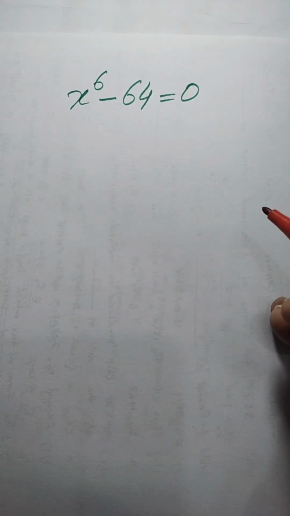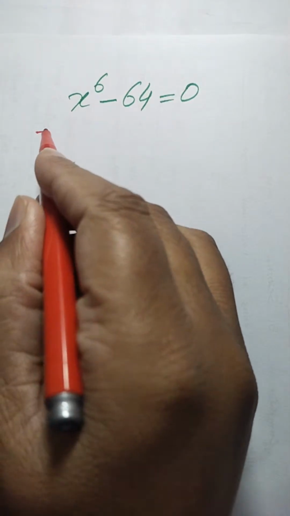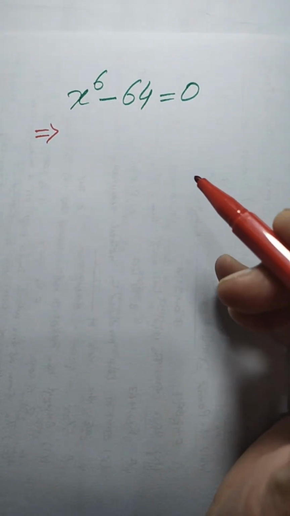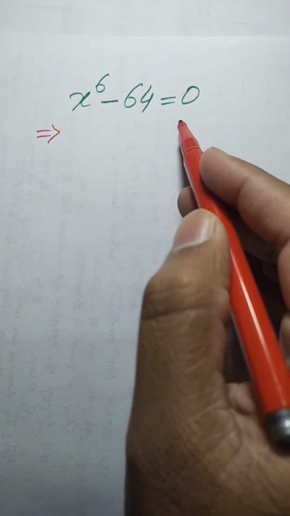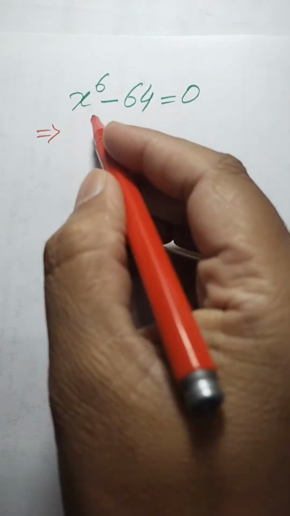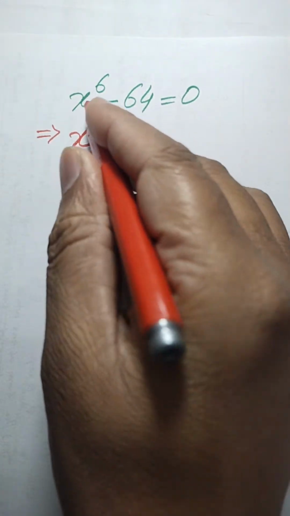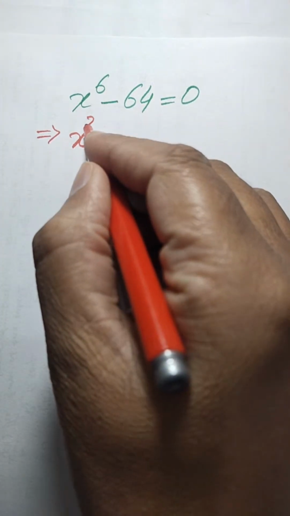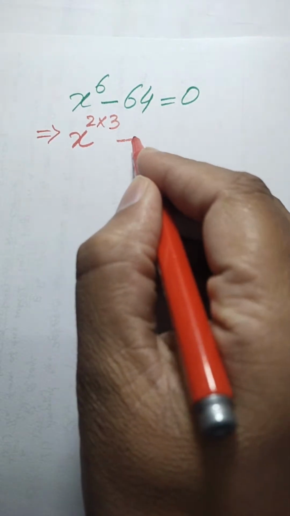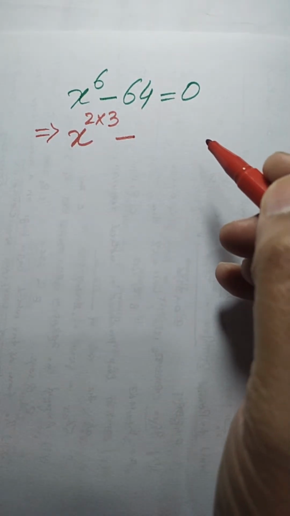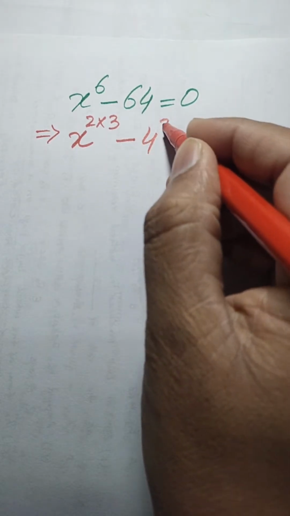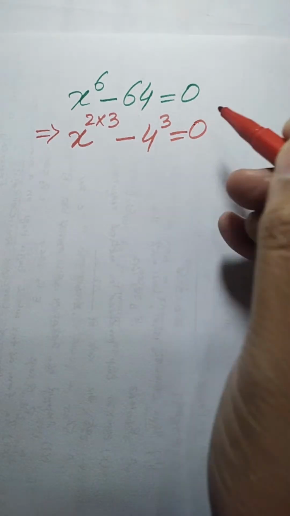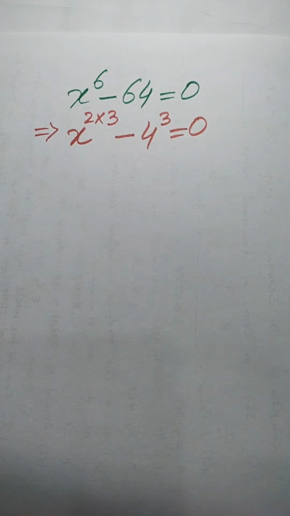So here in this problem, we first rewrite this equation as x to the power of 6 minus 64 is equal to 0. So we rewrite this equation as, we write this 6 as x to the power of 2 multiplied by 3 minus 64. So we write the prime factors of 64, and we know that the prime factors of 64 are 4 cubed, and this whole equation is equal to 0.